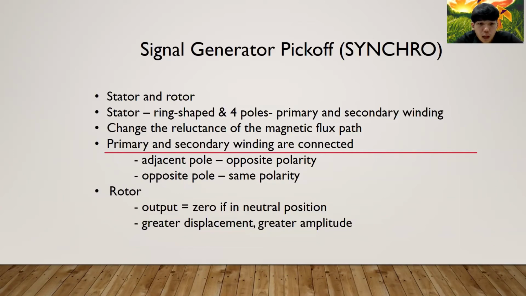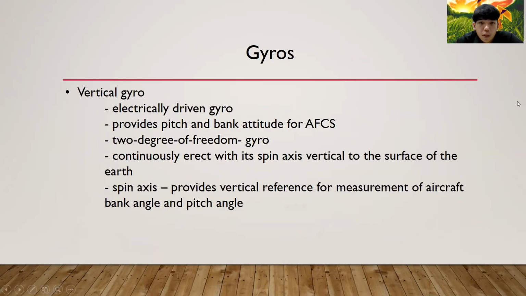As for the rotor, the output of the rotor will be equal to 0 if it is in neutral position. The greater the displacement of the rotor, the greater the amplitude. So the next one will be gyros.